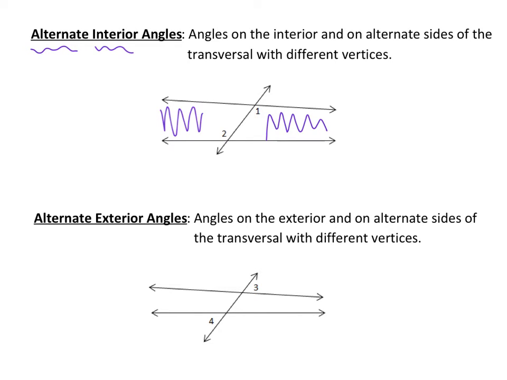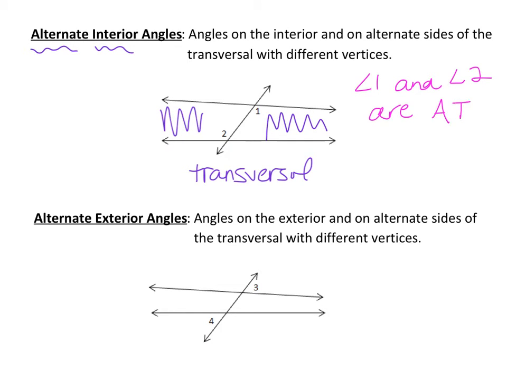If you notice, they are on the interior of your coplanar lines, and this is our transversal cutting through. They are on the opposite or alternate sides of that transversal. So you see this one kind of looks like it's on the right, and that one looks like it's on the left. So we can say that angle 1 and angle 2 are alternate interior, and we can abbreviate that with AI. They are alternate interior angles.